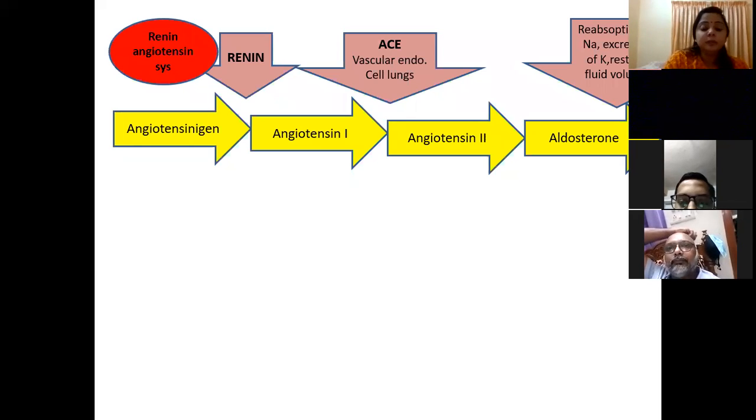So this is the renin-angiotensin system. Before coming to that question, we'll see what the renin-angiotensin system is.